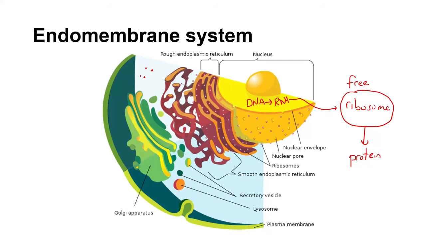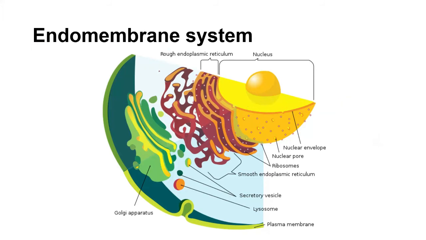But if we need to get that protein out of the cell, let's say it's a hormone or a digestive enzyme, then we need a different system. We need kind of a routing system. We need something a little more like UPS or FedEx or the post office. And that's going to involve these other organelles that we refer to as the endomembrane system. So let's take a look at that one.